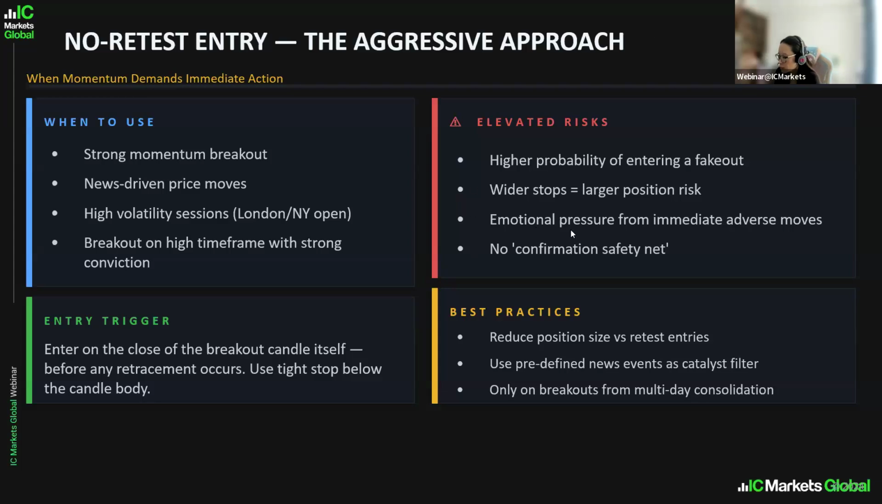Emotional pressure from intermediate adverse moves. No confirmation safety net. Best practice: reduce position size versus a retest entry. So whenever you don't wait for the retest and you just want to follow buy and follow sell, you can do that, but you need to reduce your lot size. Why? If you wait for the pullback, you can have like one lot, for example, because you're going to have a tight stop loss.